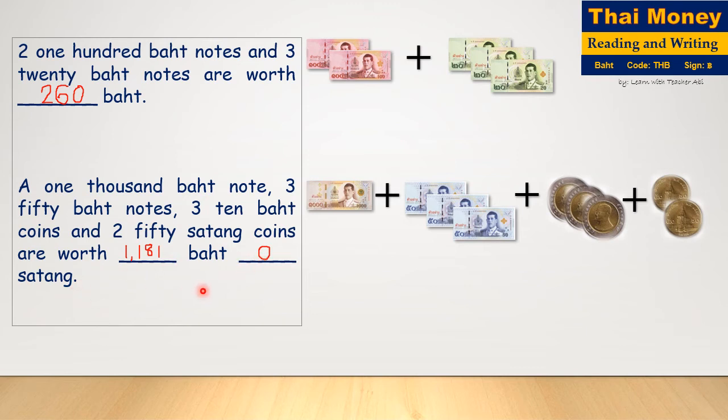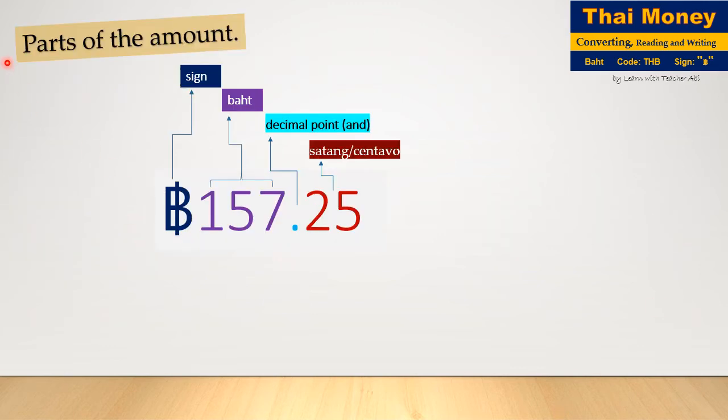Of course, actually you don't need to write 0 satang anymore. You just simply say 1,181 baht. Did you get it right? Perfect!